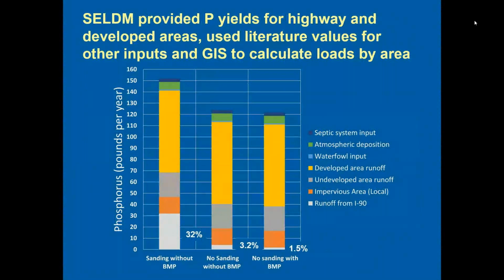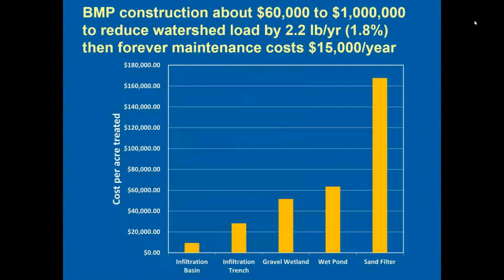By using SELDM to determine phosphorus yields, it became obvious that I-90 was an insignificant contributor, even less than atmospheric deposition, and that with so little water quality improvement to gain, the tax dollar expense of building a BMP could not be justified. For this small watershed, the most significant phosphorus contributors were developed areas such as houses, driveways, and yards, as well as local roads.